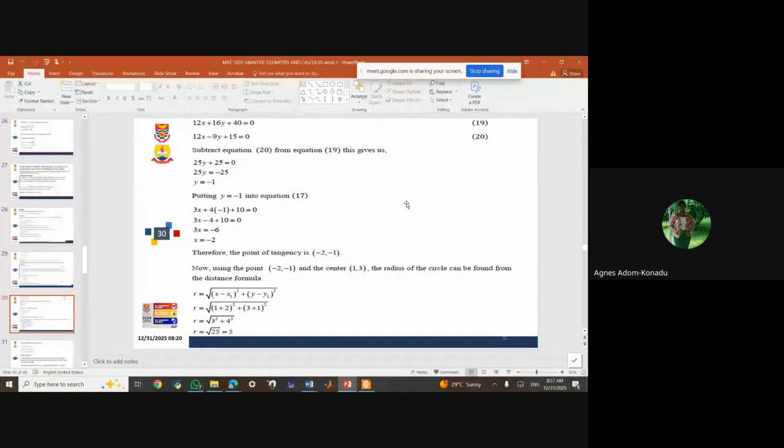Madam, it means that the gradient of a tangent is the negative reciprocal of that gradient, right? Yeah.